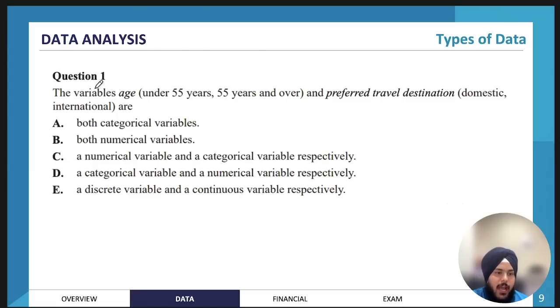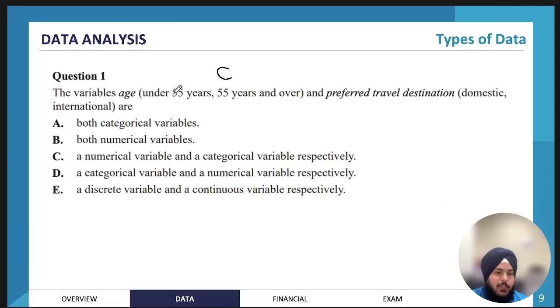So if we just look at age quickly, although age you would normally associate with being a numerical variable, because this is usually something that we can measure or count, in this case the brackets give us a little bit more description of how the age is being classified. Age is actually being classified as under 55 years and over. So these are actually discrete categories in which individuals will be placed. Therefore, this will be a categorical variable.